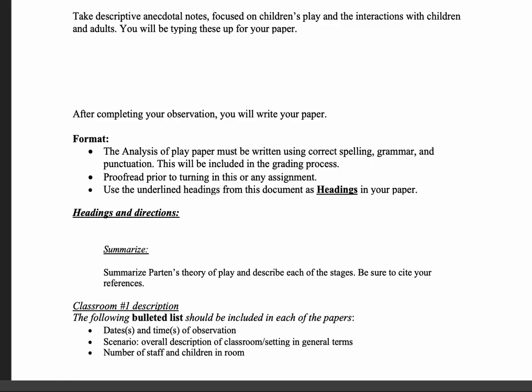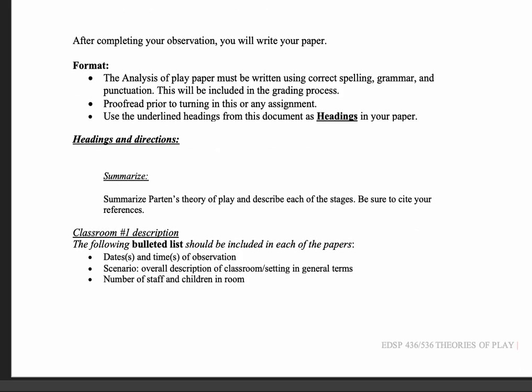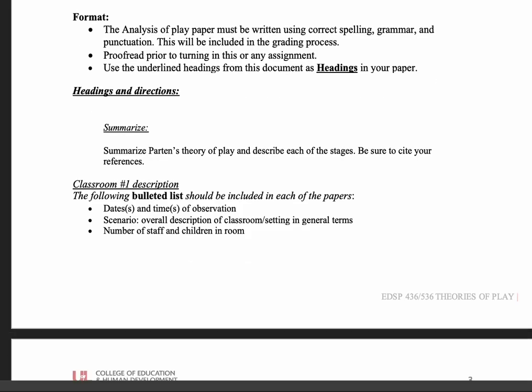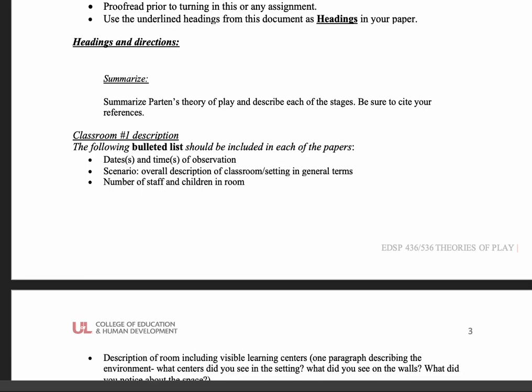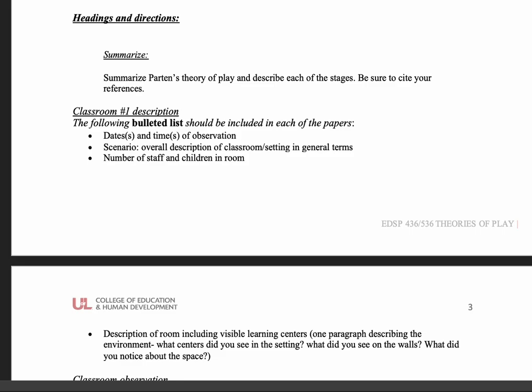Once you've written all your notes up, you'll be typing those up. You can write them any way you prefer to. Then you're going to write your paper. Of course, it just follows the usual rules of a good college, professional type paper. For your headings, you're going to begin by summarizing Parten's theory of play and describing each of the stages. If you use references, make sure you cite them, but you don't need to. This can really just be in your own words and very informal.